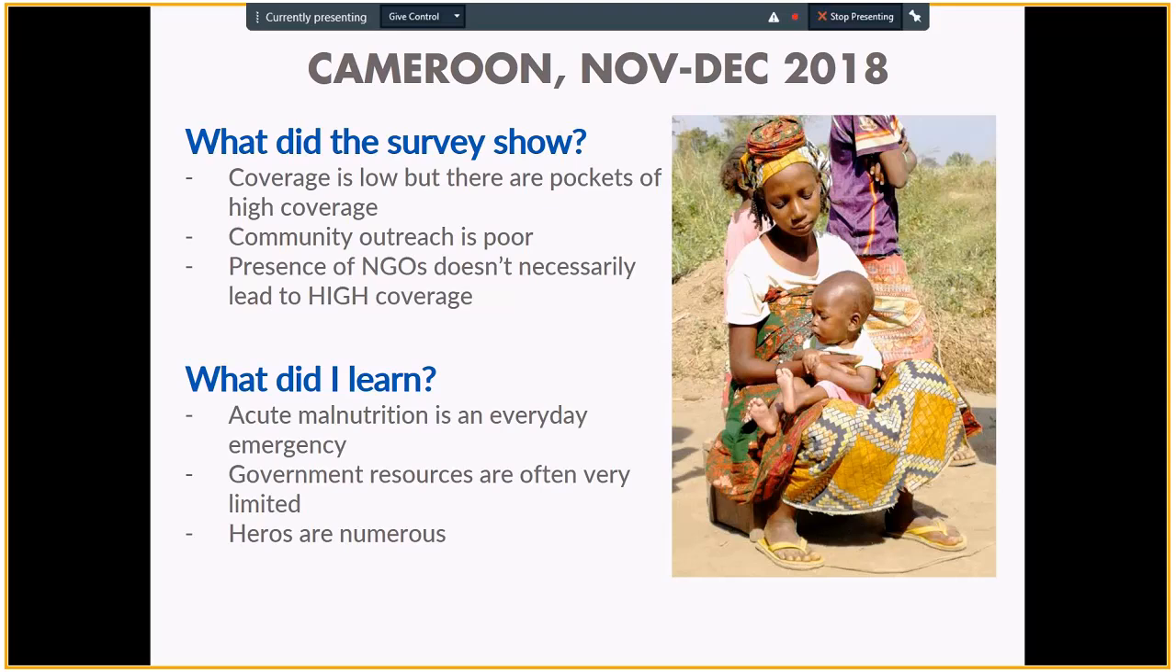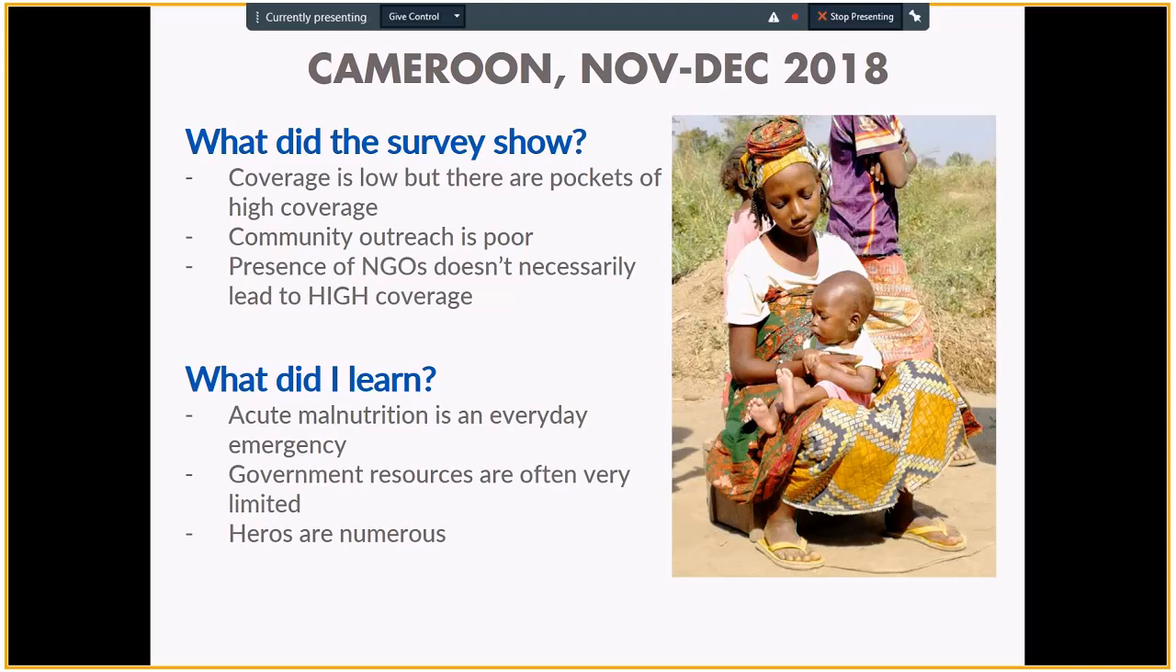So it was a real shock and a kind of reminder to me that acute malnutrition is an everyday emergency in many of these countries. And obviously also the government resources, so the Cameroonian government resources are often very limited, or nearly always very, very limited. And so that's why NGO support is so important.